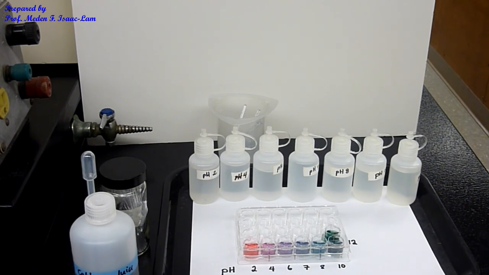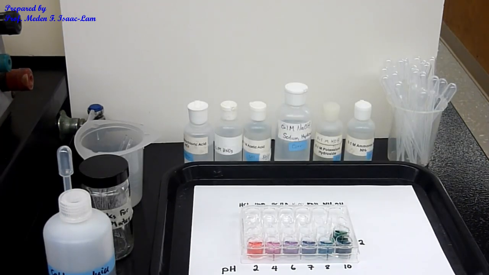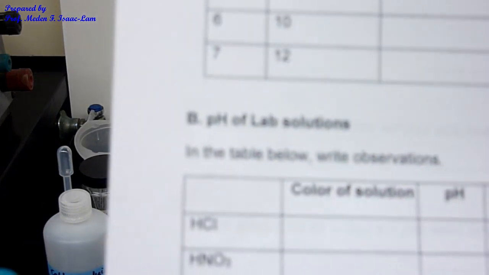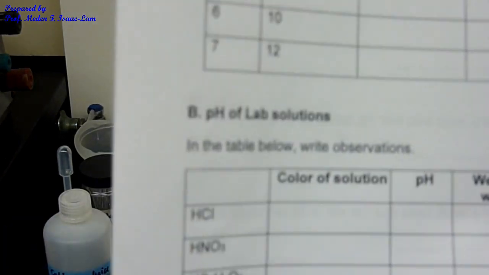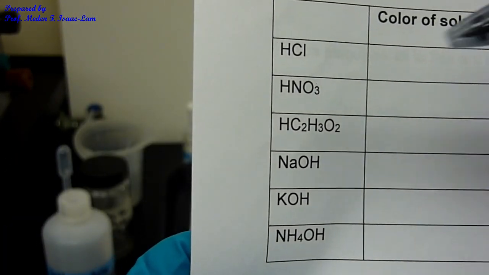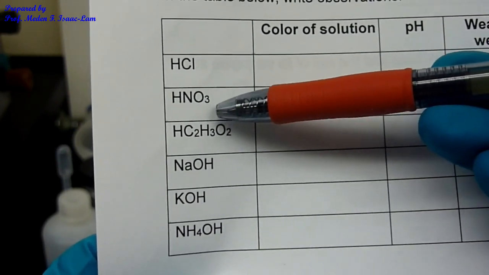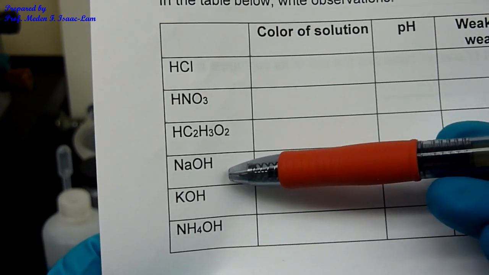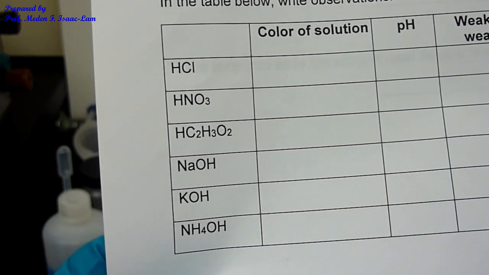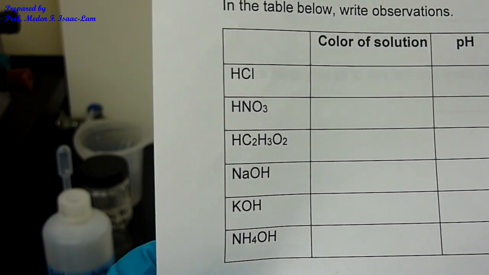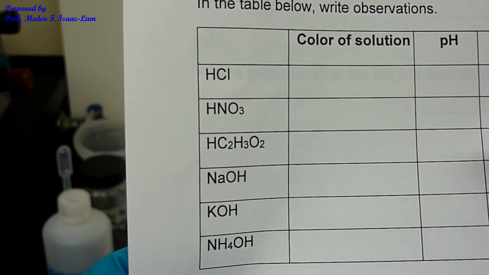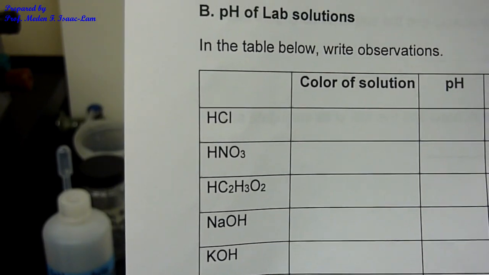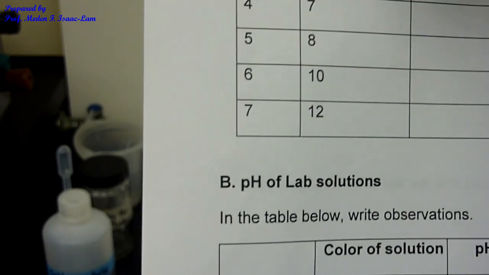The next part will be part B. Part B is about the pH of lab solutions. The procedure is the same. I'm going to put 20 drops each of the solutions: hydrochloric acid, nitric acid, acetic acid, sodium hydroxide, potassium hydroxide, and ammonium hydroxide. I'm going to put 20 drops of the cabbage juice too, identify the color of the solution, and then determine the pH based on the standard solutions that we have in part A.